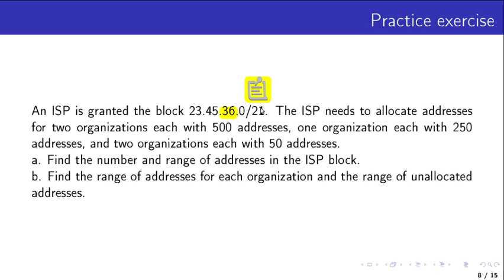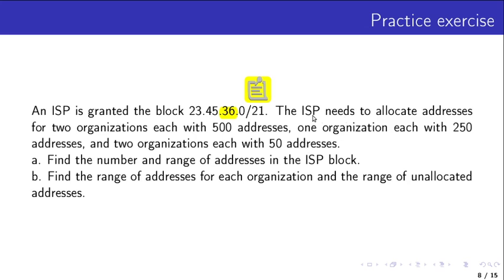I have written practice comments there. The problem number is not 34, it is 40; I corrected it later. So this is problem 40. An ISP is granted a block with the address 234.54.40.0/21. After 45 it is 40, please take note of that. I wrote these comments to remember. There is a comment there, I have written it.